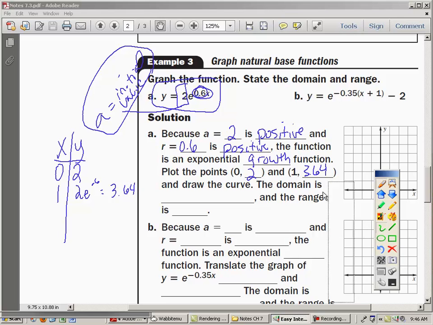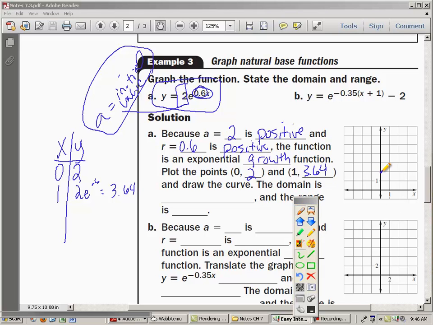So let's go ahead and plot those points. 0, 2 is here. 1, 3.64 is 1, 2, 3, 4, so roughly right in there. We know that we have exponential growth, so my asymptote is going to be right here at x equals 0. So my function over here is going to get really close to that, and then I'm going to turn the corner and head somewhere like that. And again, you can always get a picture of that if you want to use your graphing calculator too.